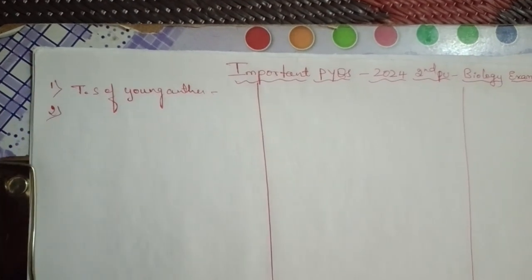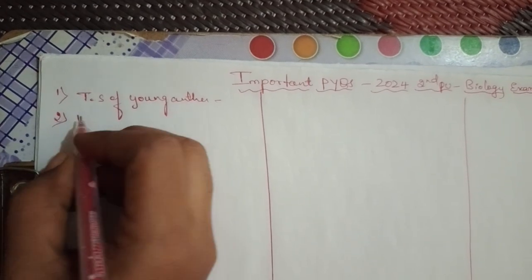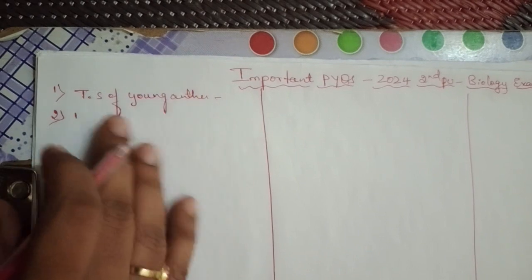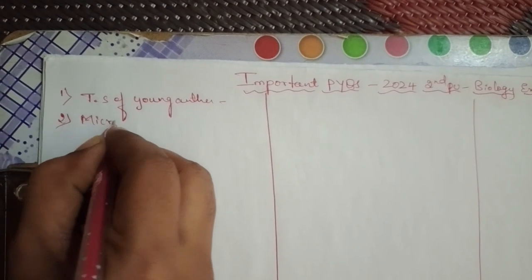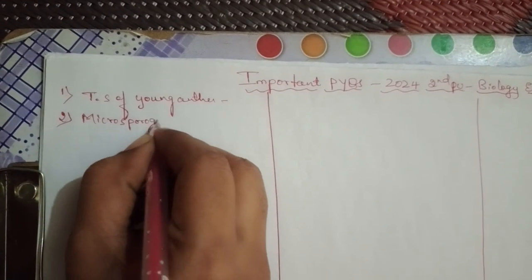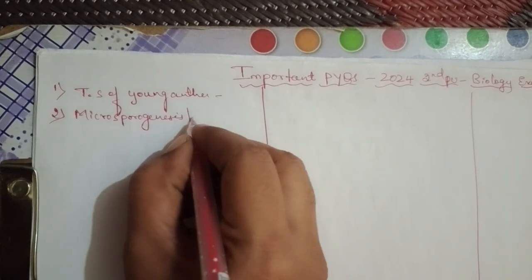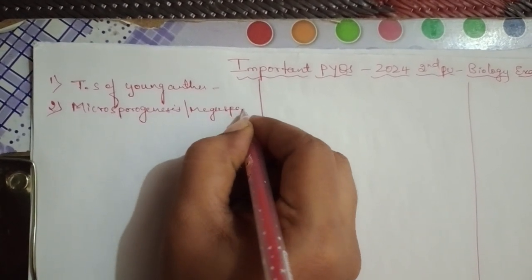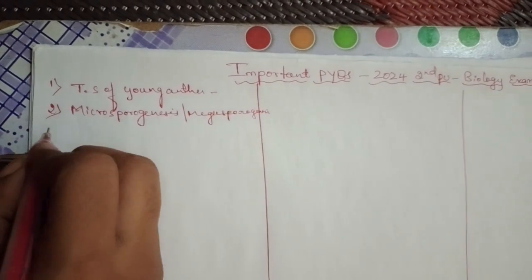Followed by that, one difference based question will be there. In this chapter you can get the difference between microsporogenesis and megasporogenesis.